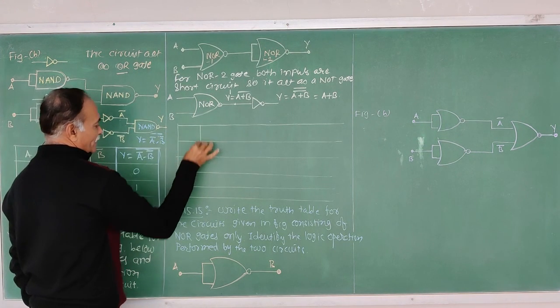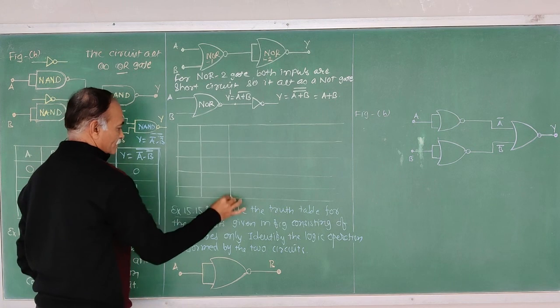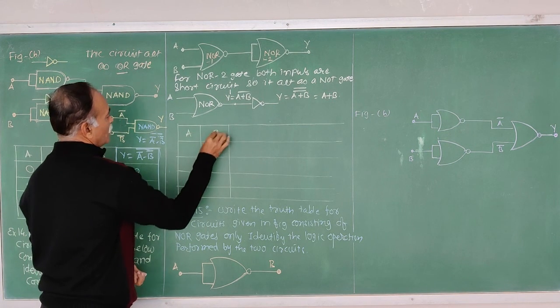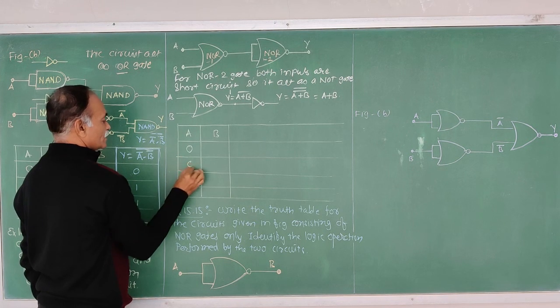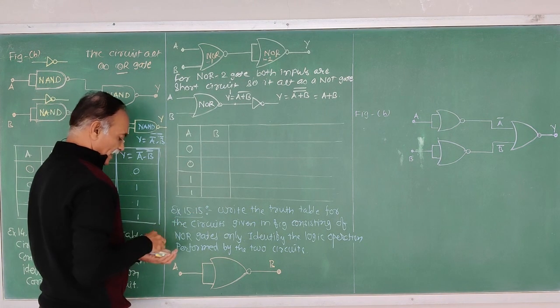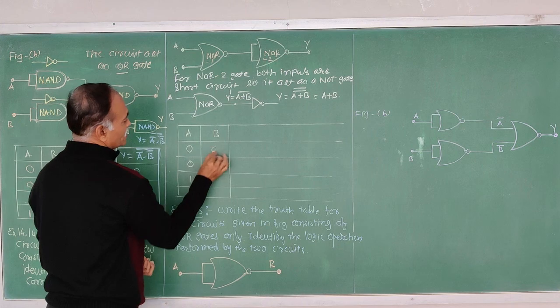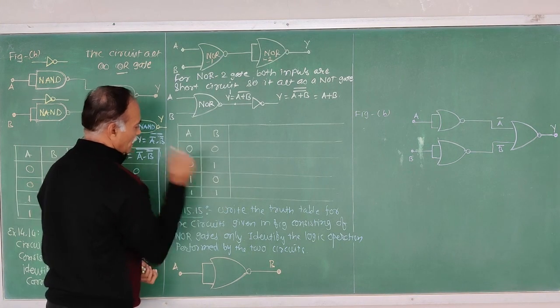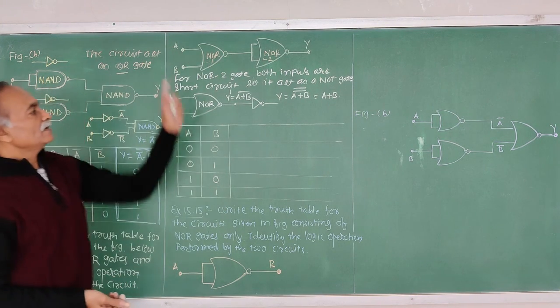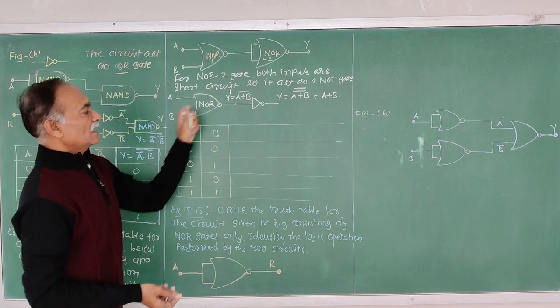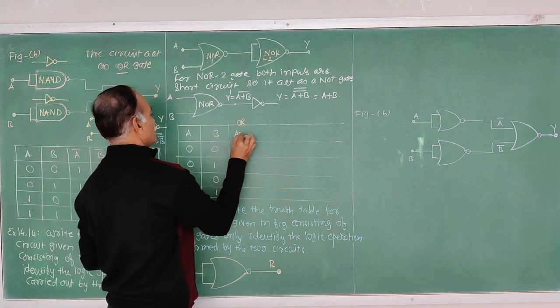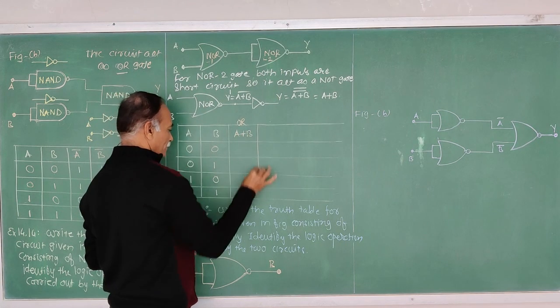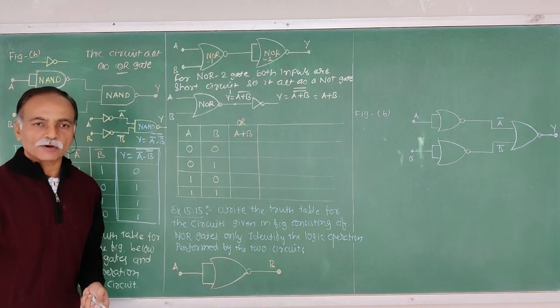So that is our input A and input B. Here are the different combinations of the 4 inputs: 0, 0, 1, 1. Now B is considered as 0, 1, 0, 1. Now, first, the output of an OR gate. The output of an OR gate is A plus B. What is the characteristic of an OR gate?